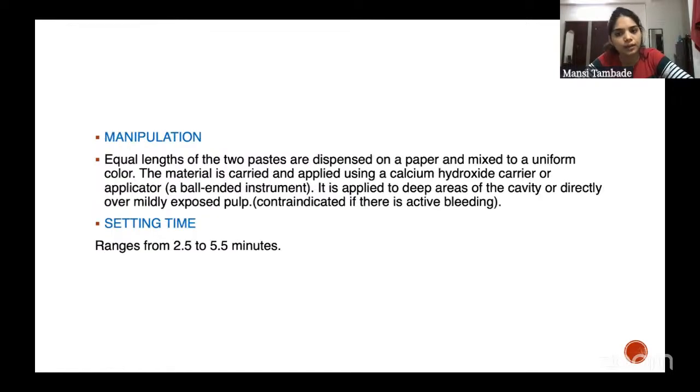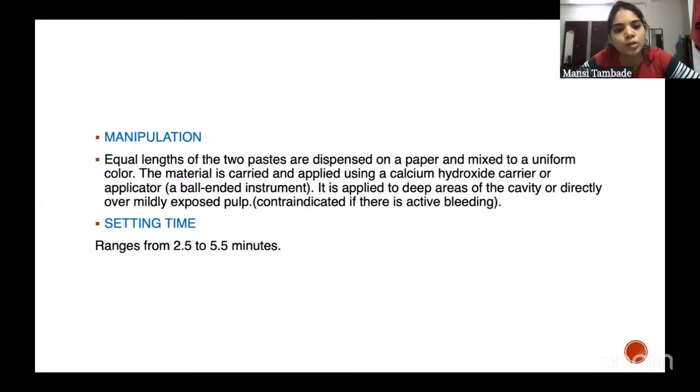Manipulation: two pastes are taken on a paper and mixed to a uniform color. There are two different colors, so you should mix to a uniform color, and a ball-ended instrument is used as a carrier, and it is placed in deep areas of the cavity directly over the mildly exposed pulp. It is contraindicated if there is active, heavy bleeding; you should definitely not use it. The setting time is from 2.5 to 5.5 minutes. See, manipulation, setting time, mixing time, and working time, everything you should include in your answers.